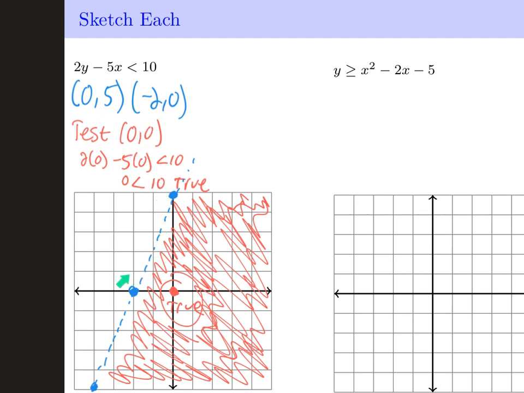Plot those 2 points. 0, 5 is right there. Negative 2, 0 is there. I saw that the slope was down 5, left 2, so I got a third point by going down 5, left 2. I'm going to test 0, 0. When I plug 0, 0 into this inequality, we wind up with 0 less than 2. That's true. So since 0, 0 right here is true, I'm going to shade this side of the line.